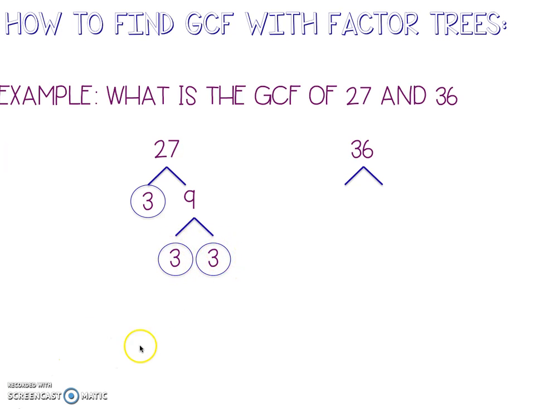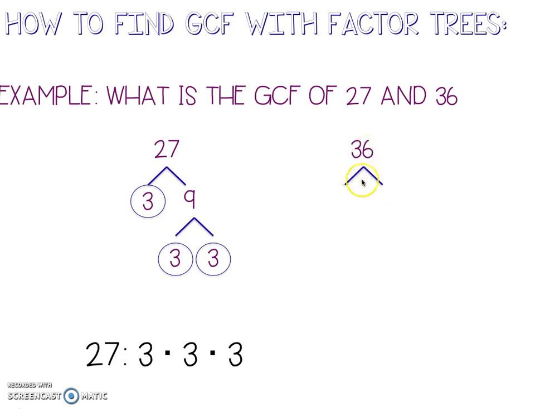Now you're going to come down here at the bottom, and we're going to write out the prime factorization for 27. The prime factorization is just a list of the prime factors multiplied together. So the prime factorization for 27 is 3 times 3 times 3. All right, now we're going to come over here and do the same exact thing for 36.